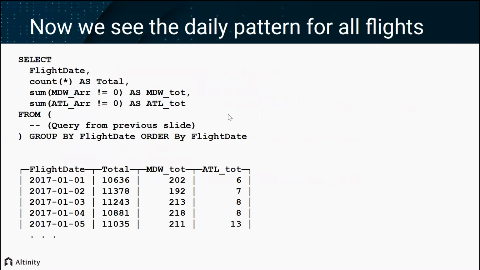So at this point, we can take that query, which basically processes the flights for each plane for each day, and we can use that as a subquery. And then what we're going to do is just select off it, and we're going to group by day, and we're going to look for the count of total flights on that day, and then we're going to ask, hey, did they go to Midway? So that's our Midway tot. And did they go to Atlanta after that? That's our Atlanta tot. So now you see exactly how many flights there were, how many went to Midway, and how many then went to Atlanta.